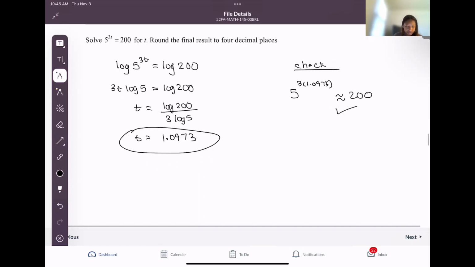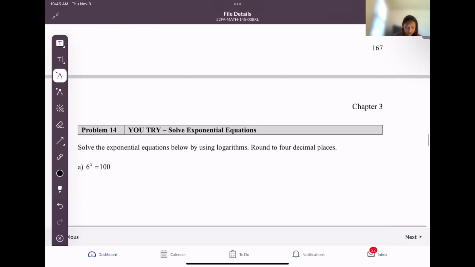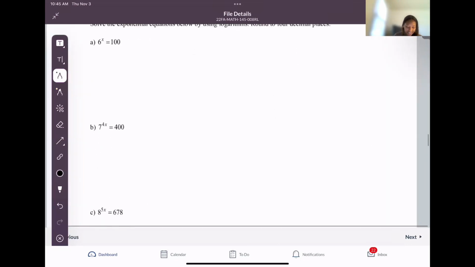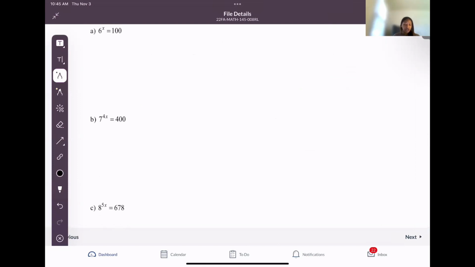All right. Now you try, as the directions say. For problem 14, this is the last one in 3-7. There are 3 problems here. 6 to the x equals 100, 7 to the 4x equals 400, and 8 to the 5x equals 678. I want you guys to take a moment to try to solve these problems. You can use either method, round 4 decimal places for your final answer. And I'll give you a few minutes to go over this, and then we'll review the answers together.